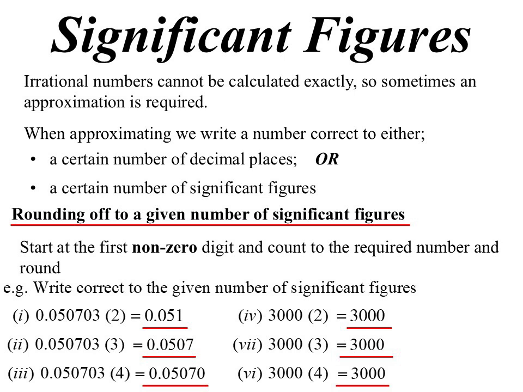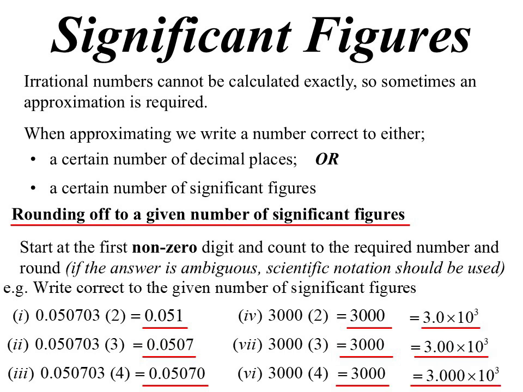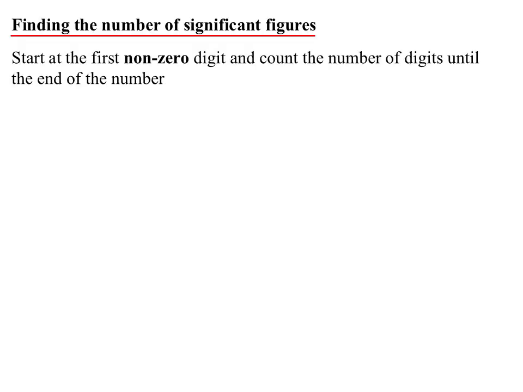And so we get this ambiguity with whole numbers. But that's why we use scientific notation if it becomes important, because in scientific notation we won't have an issue. That first one becomes 3.0 times 10 to the 3, the next one becomes 3.00 times 10 to the 3, whereas the last one's 3.000 times 10 to the 3. So if we want to avoid ambiguity, we tend to use scientific or standard notation. Let's go back the other way.